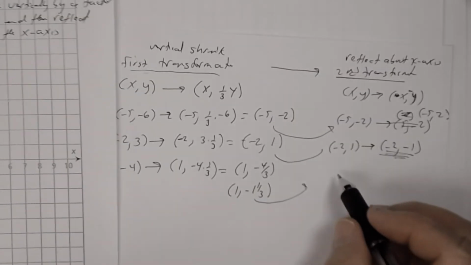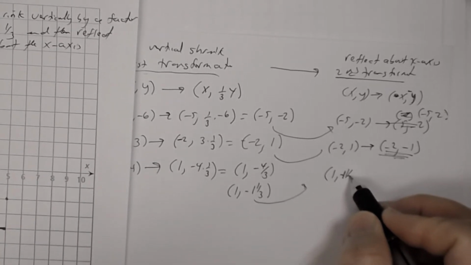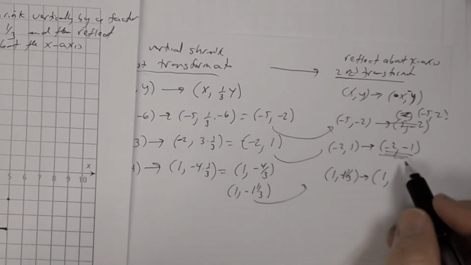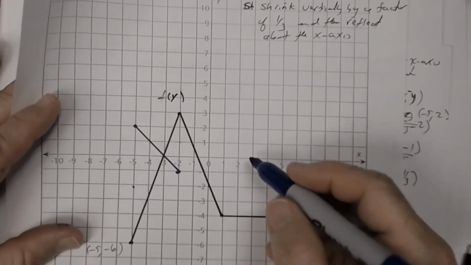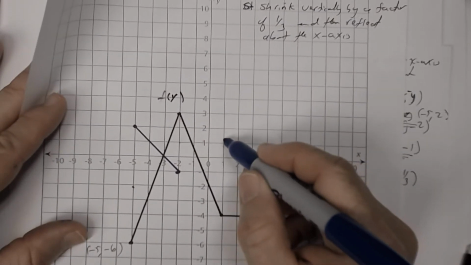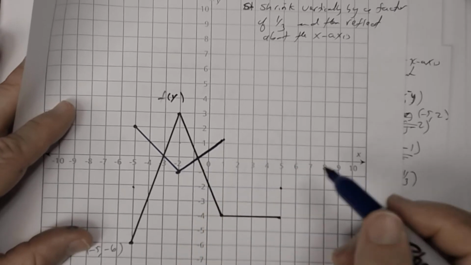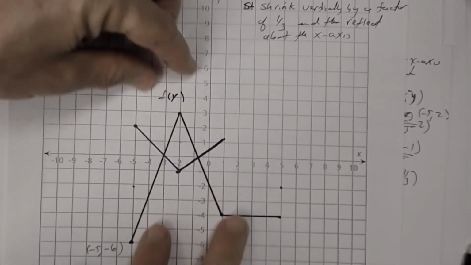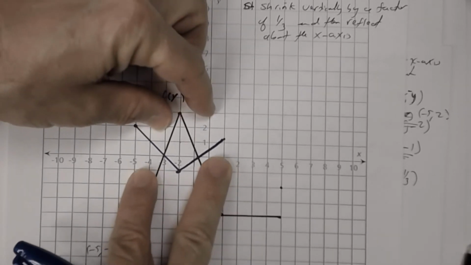All right, so let's go ahead and do that. The point 1, negative 1 and 1/3 becomes 1, and you take the opposite of your y, 1 and 1/3. So now that becomes this point. 1 and 1/3 is about here. So now I'm going to connect those, so I get this, and then finally this one here. You see how I shrunk the graph? See how it gets a little bit narrower?